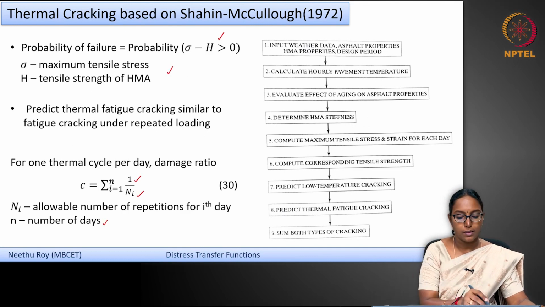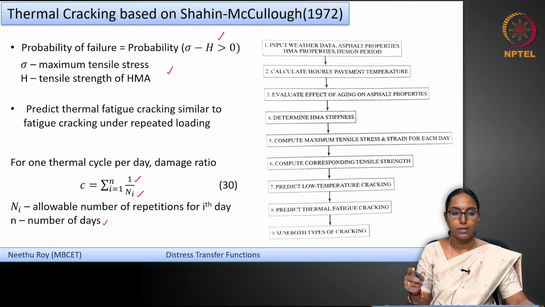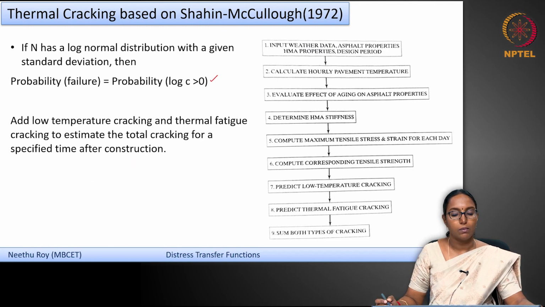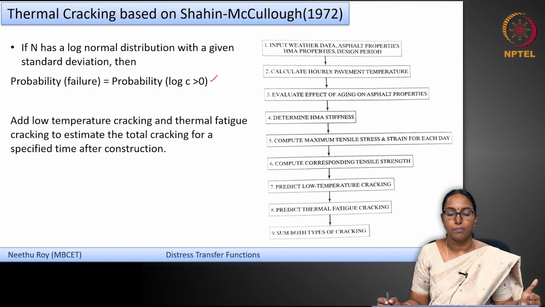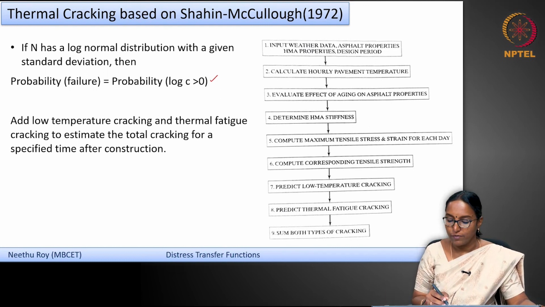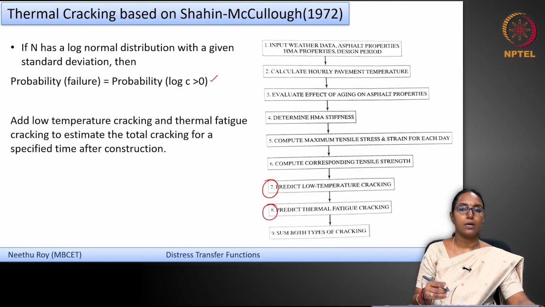Now, what is C? This is the damage ratio for one thermal cycle. When log C is greater than 0, it means that C is always less than 1, that is, C has not crossed 1. So when the damage ratio is less than 1, the pavement does not fail, it is safe. So in this we have computed the predicted low temperature cracking, and you have also predicted the thermal fatigue cracking using the various approaches.